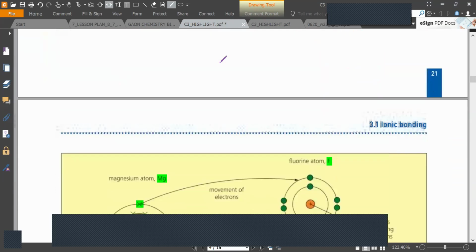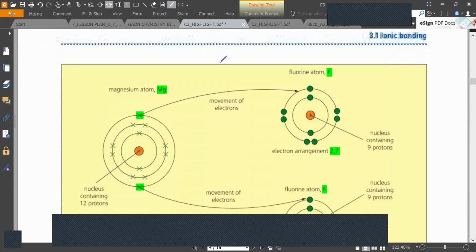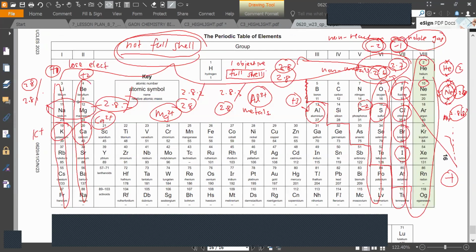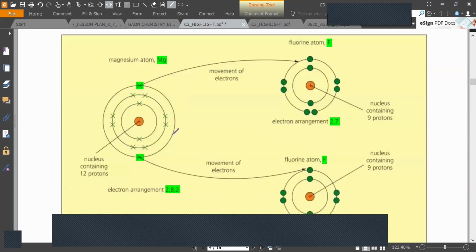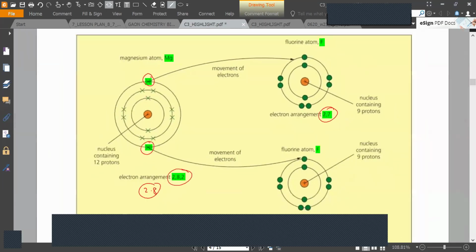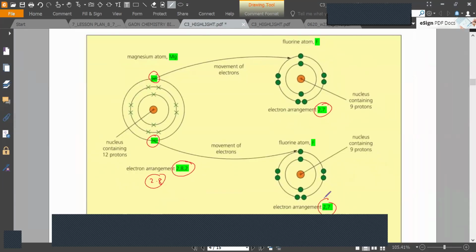So if we look at magnesium fluoride, if we go to the periodic table, magnesium is group 2, which is 2,8,2. So it will lose 2 electrons to get the 2,8. And then fluorine is group 7, 2,7. So it will gain 1 electron.